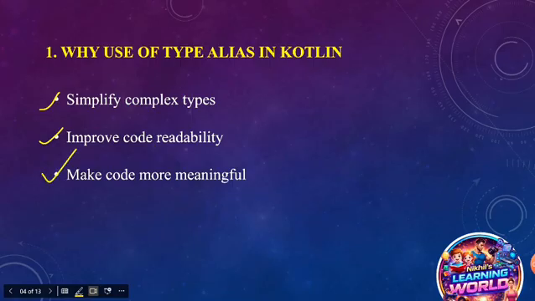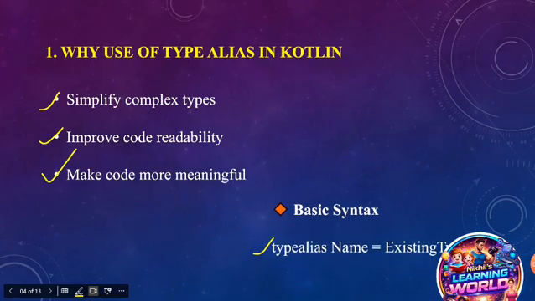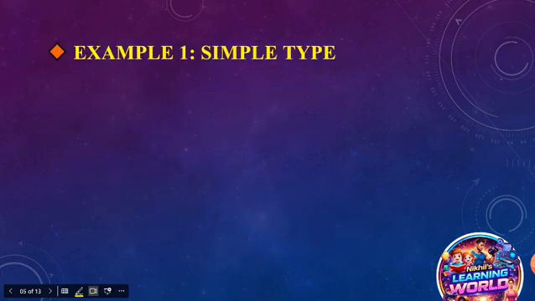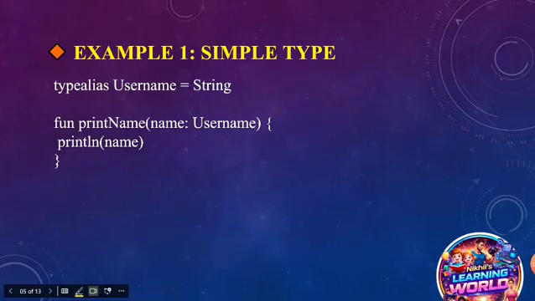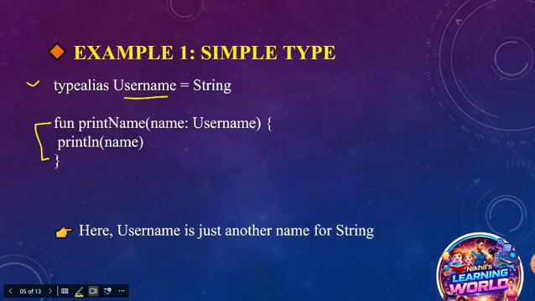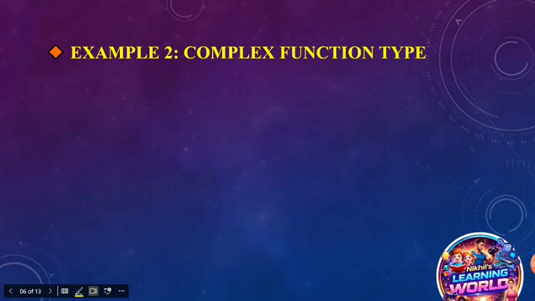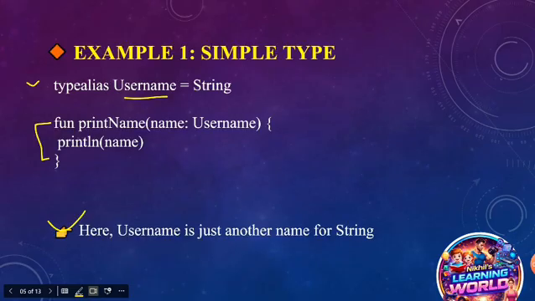You can see a basic example: typealias name equals existing type. In this way we can create a type alias in Kotlin. A simple example: typealias Username equals String, and a function printName taking a username. Here Username is just another name for String. In this way we can create a type alias in Kotlin.